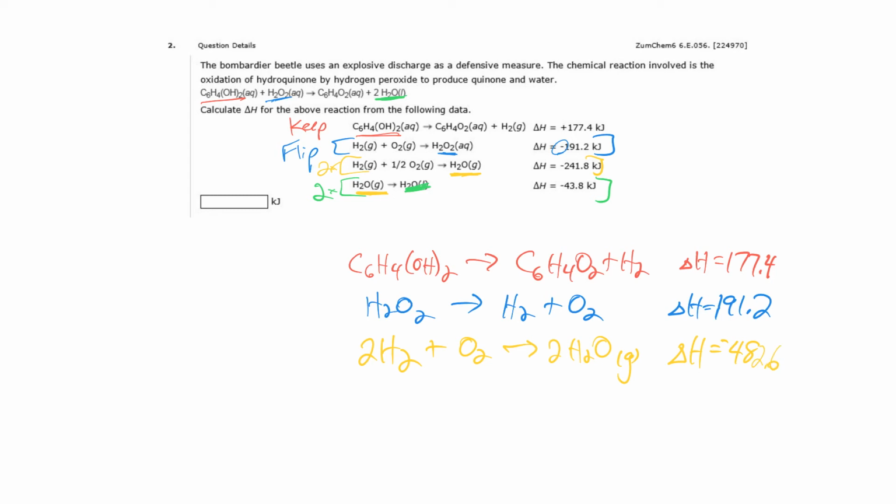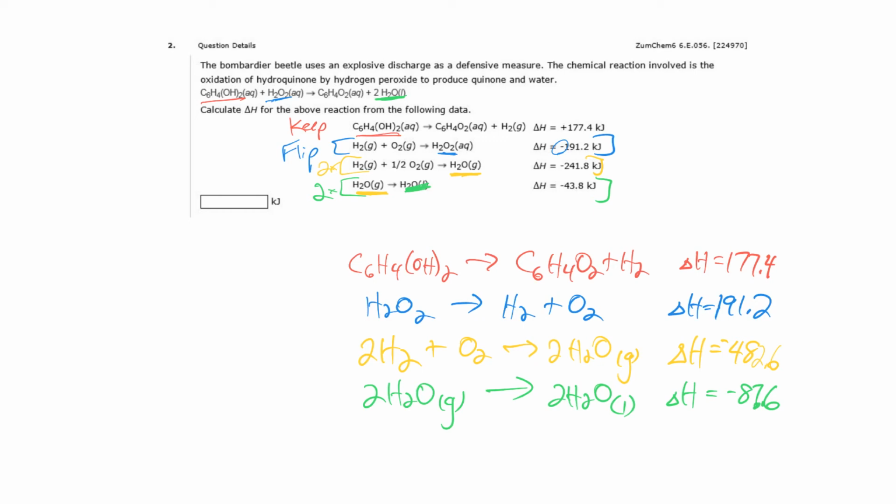And then with the last step, we also doubled it. So I'm going to write 2 molecules of gaseous water becoming 2 molecules of liquid water. And this value of delta H is twice as much. Still negative though, because we didn't flip it around, we just doubled it to a negative 87.6.